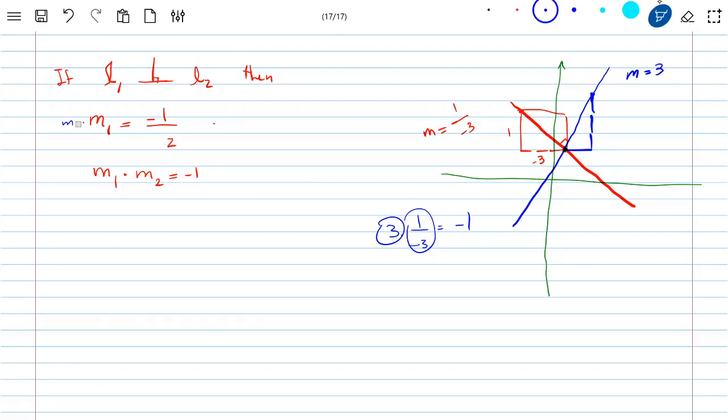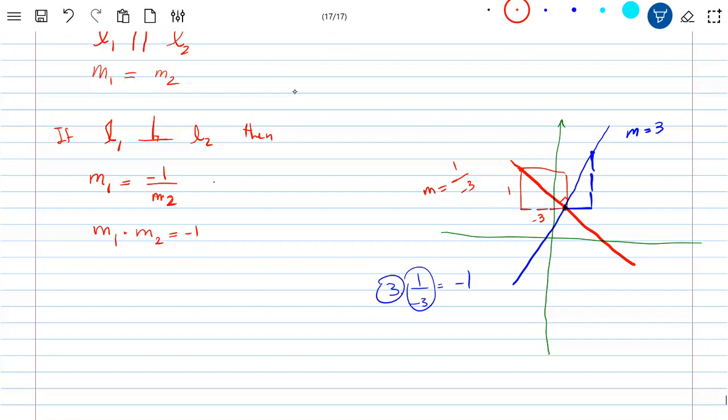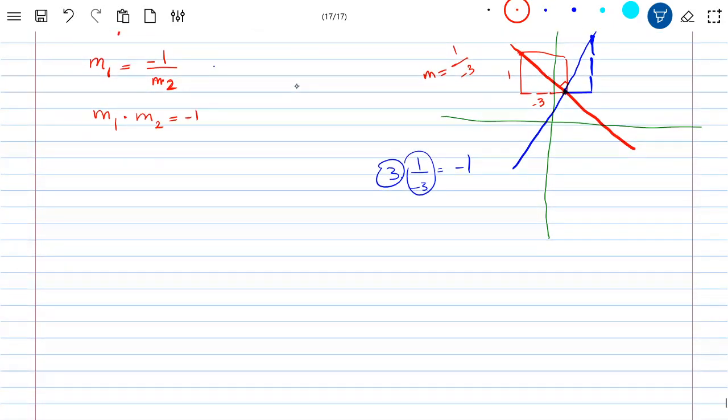So here, let me erase this. This is a very common one that we use. M2 is the opposite and the reciprocal. Okay, so parallel lines have the same slope, perpendicular lines have opposite and reciprocal slopes. Okay, so let's do an example.